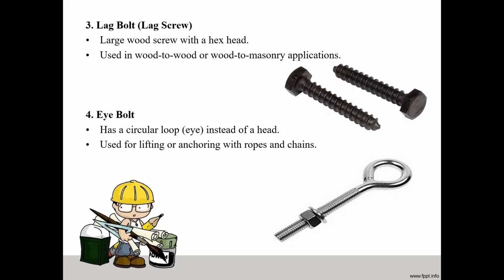The next type is the eye bolt. It has a circular loop. The head is like a loop, that is an eye, instead of a head. It is used for lifting or anchoring with rope and chains.